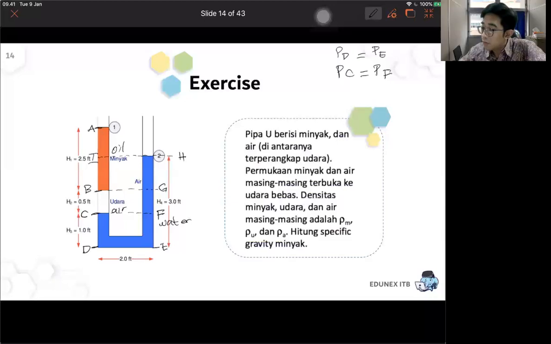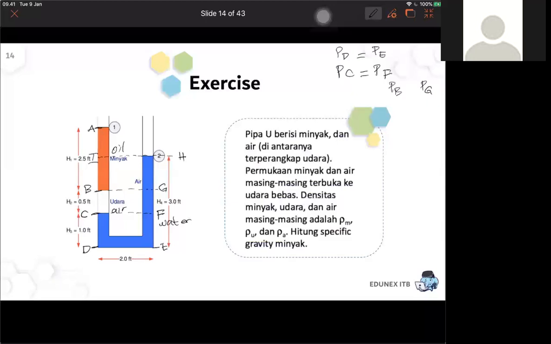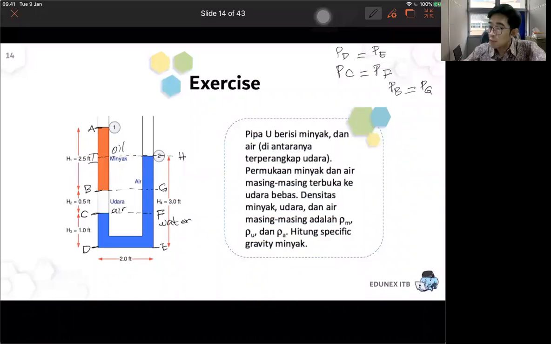How about B and D? Different, sir. Because it's a different medium. It's air compared to water at the same height, so it's not the same. Because point B is the boundary between oil and air, and point G is water. How about I, itu yang ini ya, I and H?